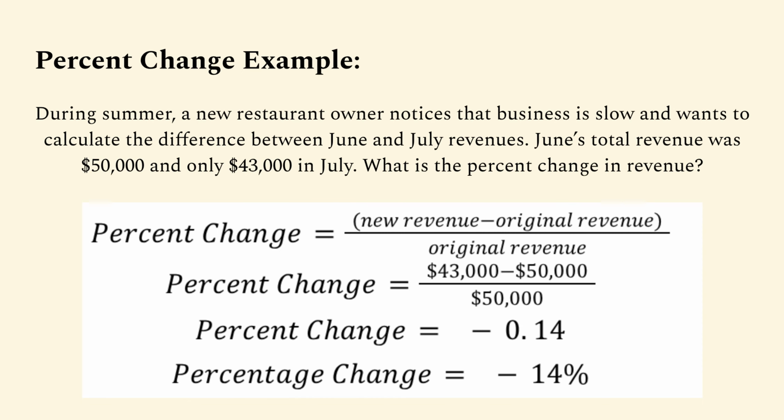So here's an example here. During the summer, a new restaurant owner notices that business is slow and wants to calculate the difference between June and July revenues. June's total revenue was 50,000 and only 43,000 in July. What is the percent change in revenue?